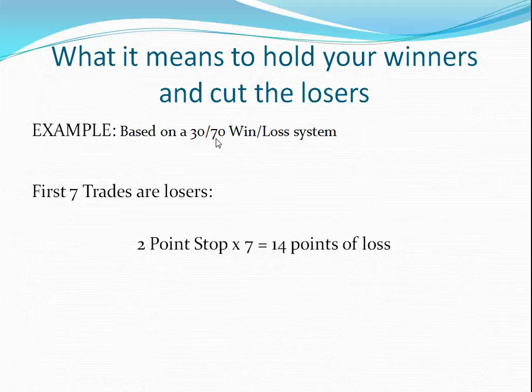So in this example here, we're going to use 10 trades. Now, when you're testing your system and trying to see if it's going to work and actually what your win-loss is, then you're going to need a bigger pool. Maybe 100 trades, 200 trades, whatever you're comfortable with. But in this case, we're going to use 10 trades, and the first 7 trades are going to be losers. Now we're using a 3-to-1 risk-reward ratio, which means we're risking 1 unit to make 3 units. In this case, the 1 unit is going to equal 2 points. So we have 2 points of stop, and we multiply that times 7 trades because we stopped out 7 times. That equals 14 points of loss.